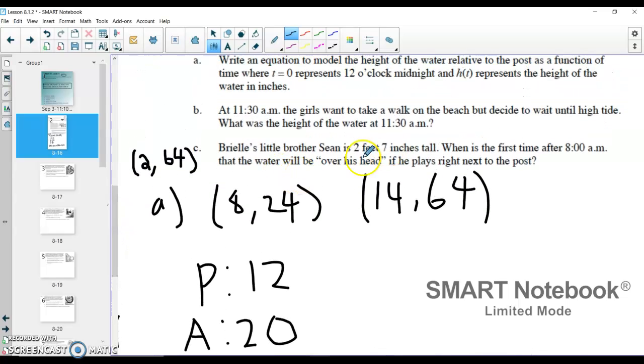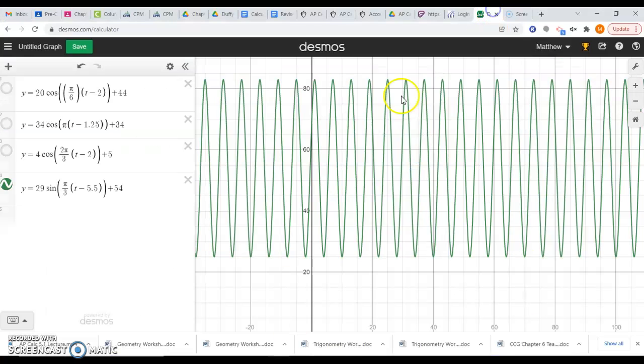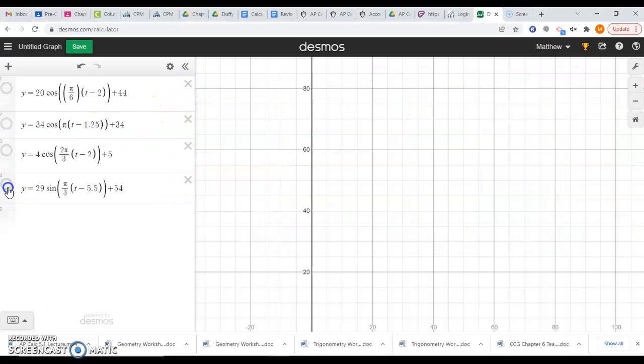But before I do that on Desmos, I'm going to look at when this curve is at 2 feet and 7 inches, which is in total 31 inches tall. Okay, and we're going to see when the first time after 8 a.m. that's going to happen. So let's open up Desmos quick. I know I'm running out of time. I can see my timer, it's counting down.